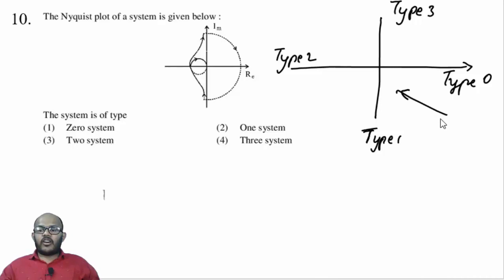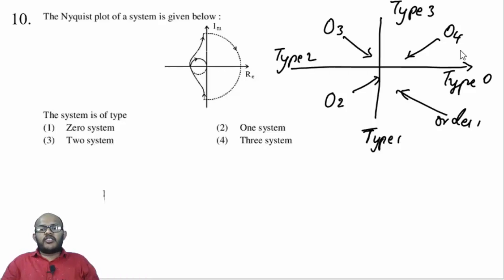This is order 1. So this is order 2. So this is order 3. And this is order 4. What do you mean by order? So number of poles at the origin determines order of the system.